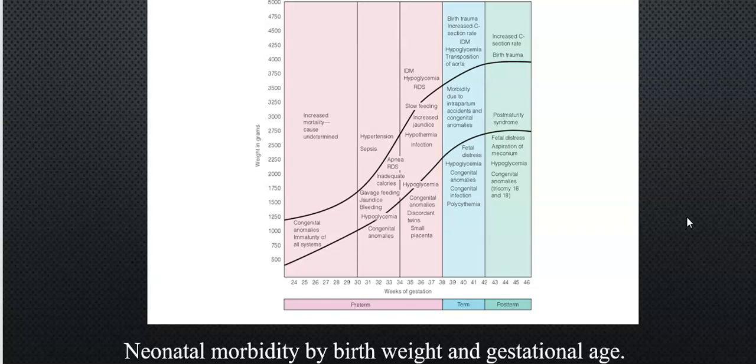But this graph is just showing you the problems that babies typically have. The areas in pink are babies that are born preterm, post-dates babies are in green, and for babies that are born term, the typical problems presented on the screen are in blue.